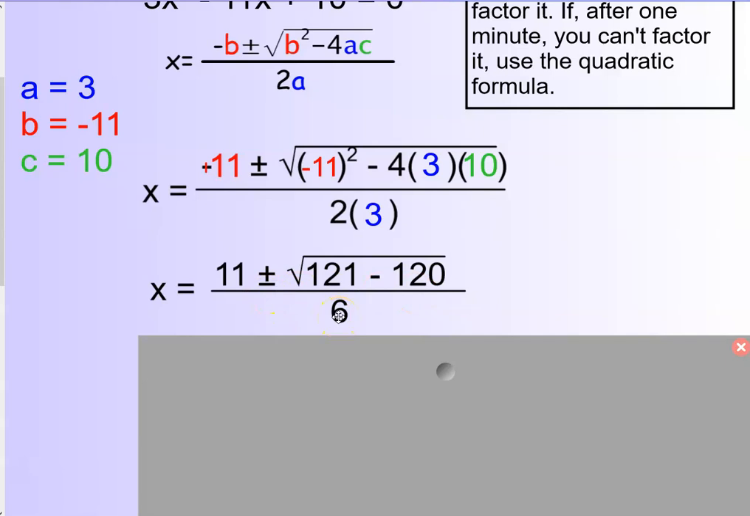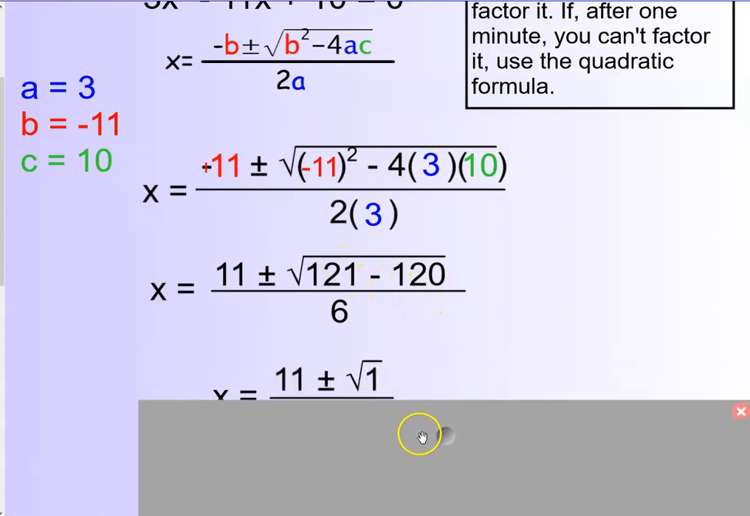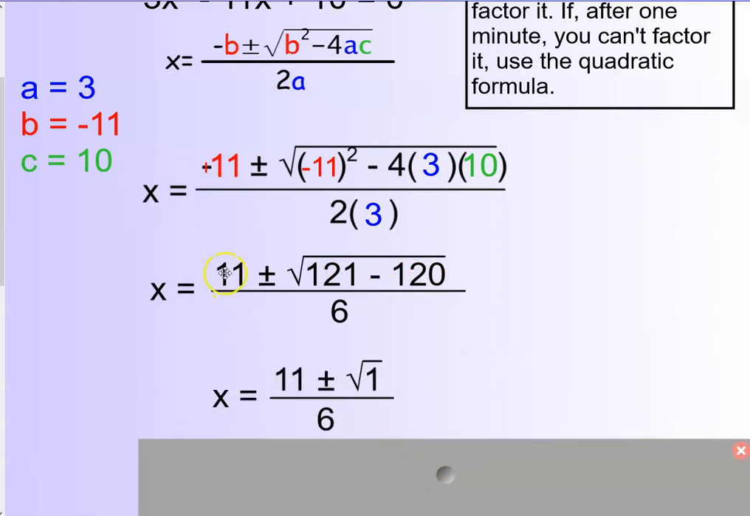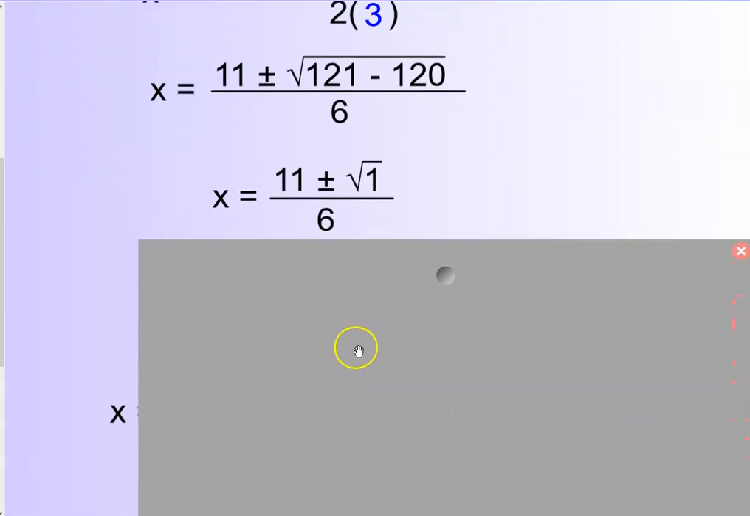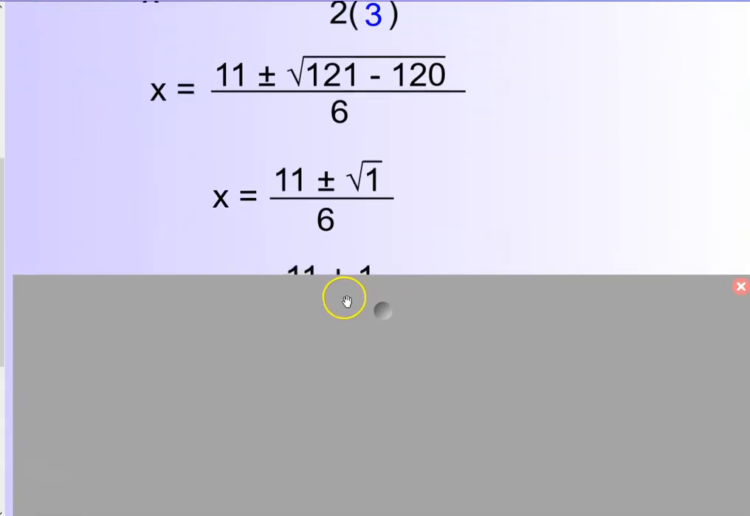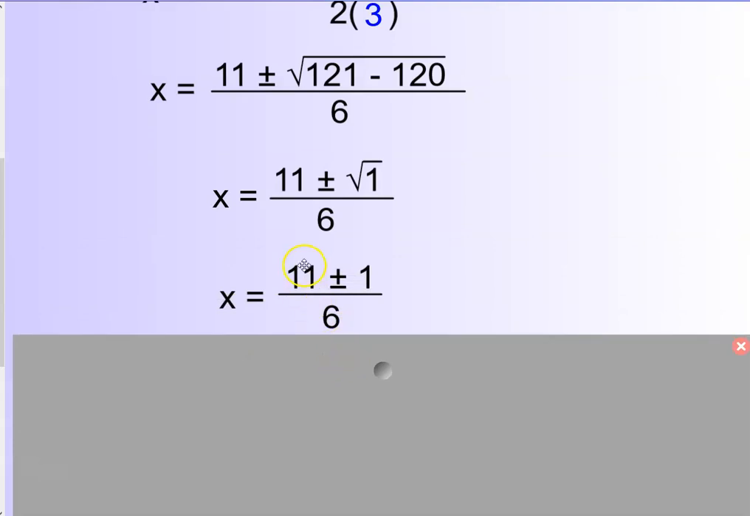Now, follow the order of operations. What is 121 minus 120? Well, it's 1. So this becomes 11 plus or minus the square root of 1 all over 6. Well, come on. We know the square root of 1. The square root of 1 is 1. So this becomes 11 plus or minus 1 all over 6.